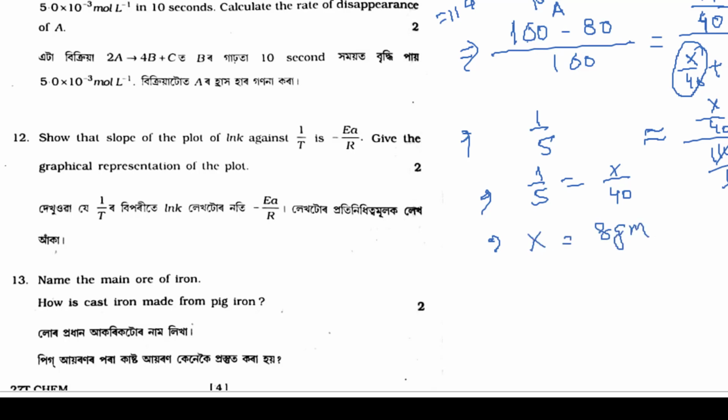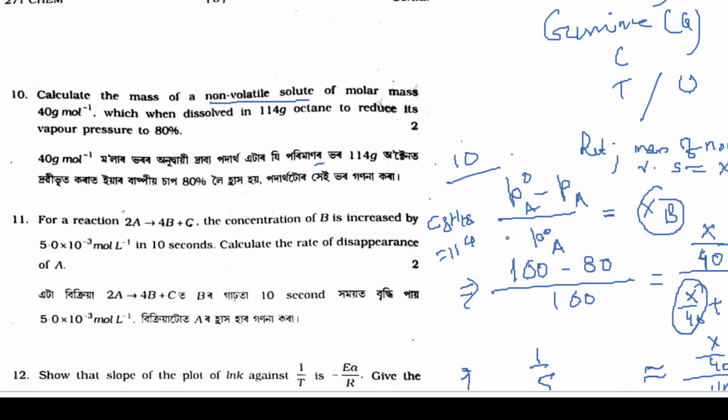This is very simple. So the formula is (P naught minus P), where P naught is the pressure in the pure state and P is the pressure after mixing of the non-volatile solute, divided by the pressure in the pure state, is equal to the mole fraction of the solute. You have already done this in your second chapter.